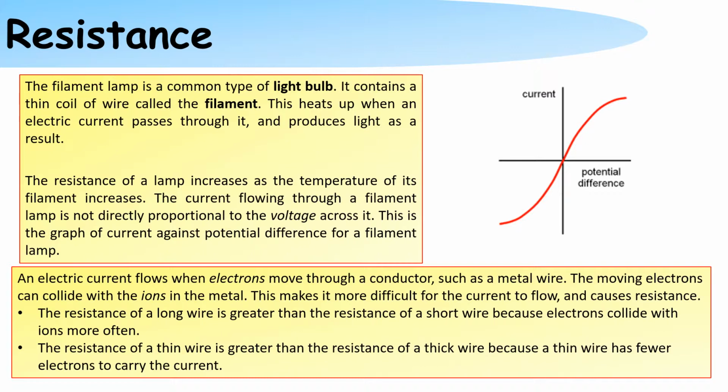The current flowing through the filament of the lamp is not directly proportional to the voltage across it. This is because as the temperature increases, the metal ions vibrate more vigorously. As the metal ions vibrate more, they cause more resistance to the electrons, as the electrons are more likely to hit them. The graph to the right hand side shows what the potential difference or the resistance looks like in a filament bulb.